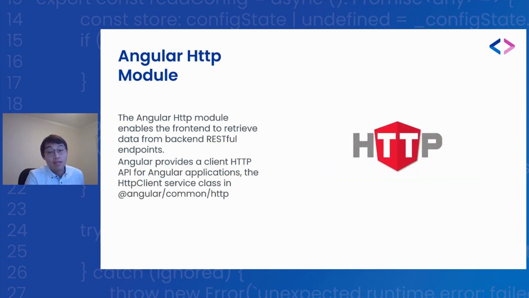Now, once the backend endpoint is ready, we need to find a way to query the backend from the front end. Here we're using the Angular HTTP module. The Angular HTTP module is an embedded standard Angular common package. It enables the front end to retrieve the data from the backend RESTful endpoints.